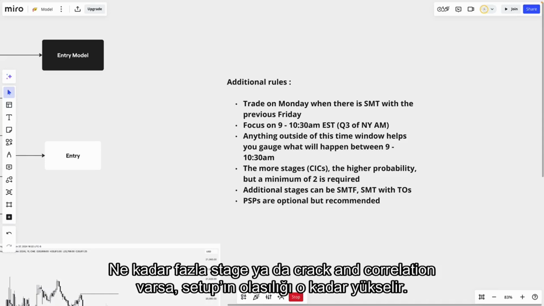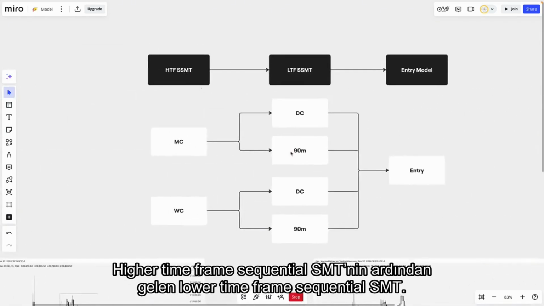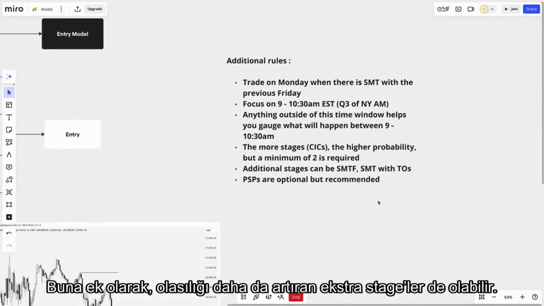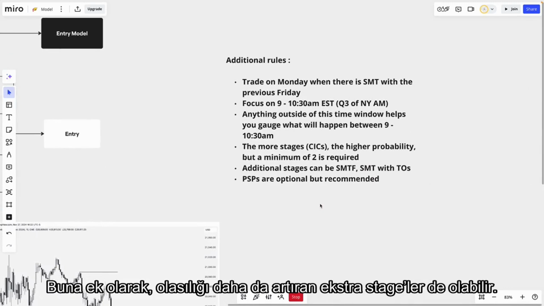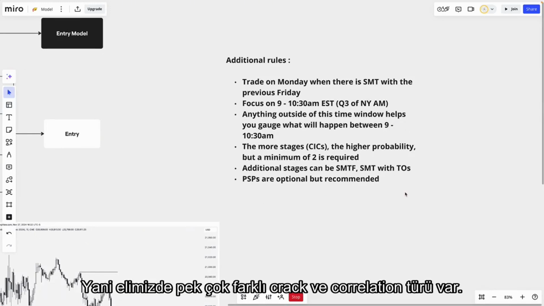The more stages of cracks and correlations that we have, the higher probability that the setup's going to be. But we need a minimum of these 2 stages, a higher time frame sequential SMT followed by a lower time frame sequential SMT. And then of course we can have additional stages which is going to make it higher probability, such as our SMT fill, SMT with true opens, even SMT market structure shift, a whole bunch of different kinds of cracks and correlations that we have.